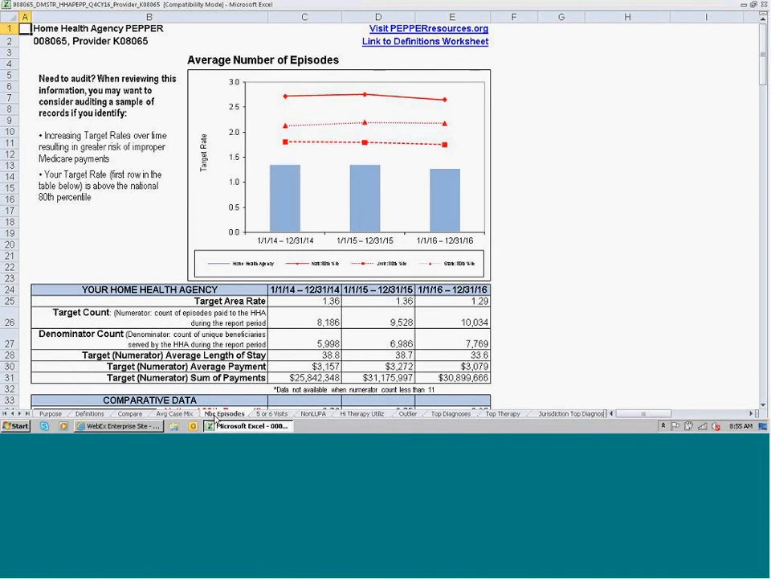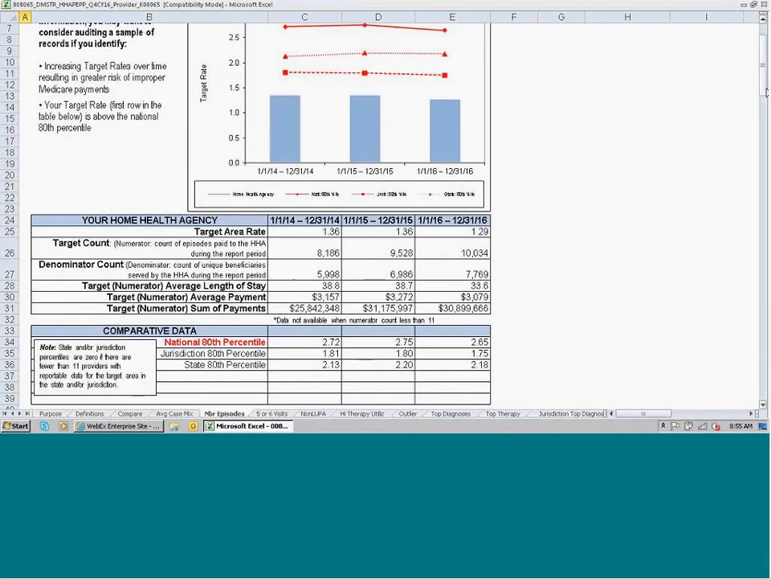The average number of episodes target area is one of those target areas that's also calculated and reported as a rate. Here we are calculating the average number of episodes that each beneficiary receives. Here we're focused on the risk that we're continuing services beyond the point where that's really necessary. For this target area, we see that this home health agency's rate has remained fairly stable over the past 3 years. They are well below the 80th percentile for jurisdiction, for state, and for nation. So they're not identified as an outlier for this target area.